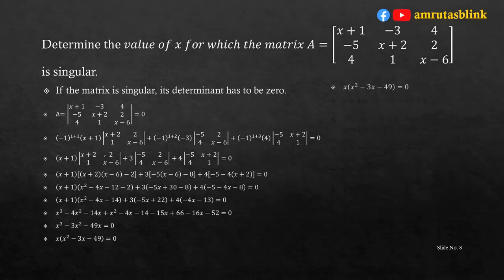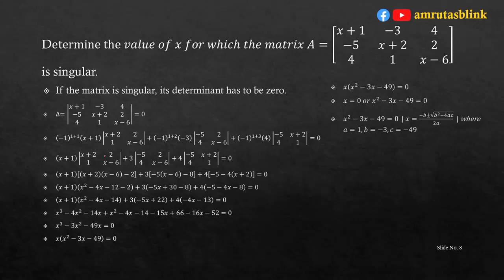So now either x is equal to 0 or we can say x square minus 3x minus 49 is equal to 0. So we will further try to factorize x square minus 3x minus 49 is equal to 0, but we cannot find required factors of 49 which can give summation as minus 3. Hence we will find out the value of x by formula. What is the formula to find out the value of x?